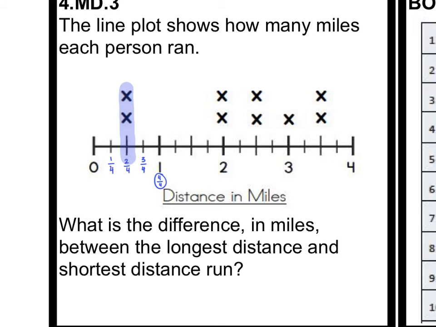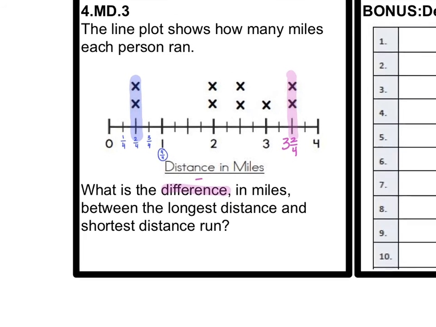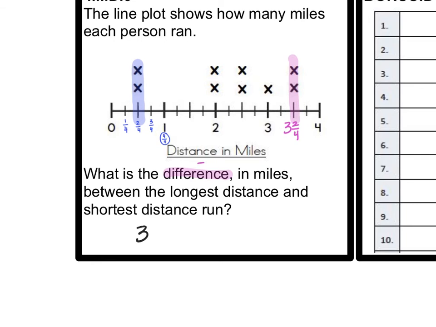And the most amount that these people ran would be up here. And that is going to be 3 2/4. So the most someone ran was 3 2/4. So what I'm going to do if I'm trying to find the difference, and we all know what that means, that's right, subtraction. So I'm going to subtract 3 2/4 minus my smallest distance, which is 2/4.